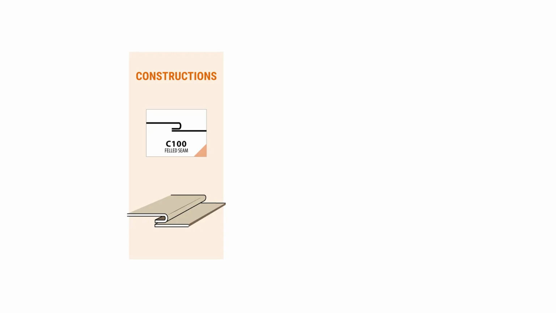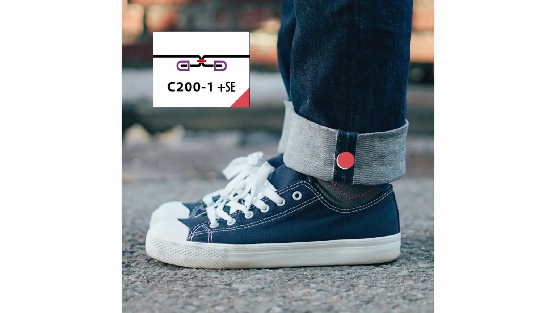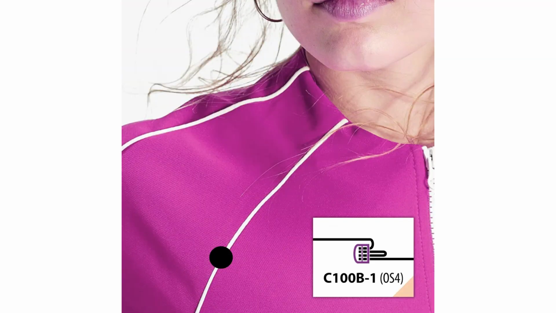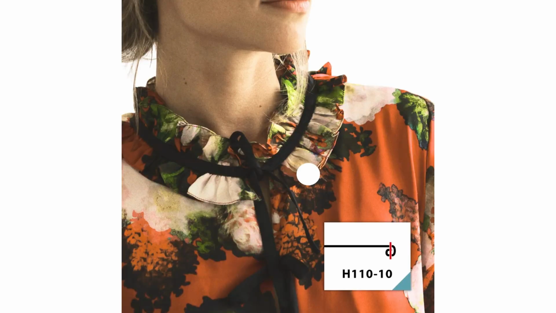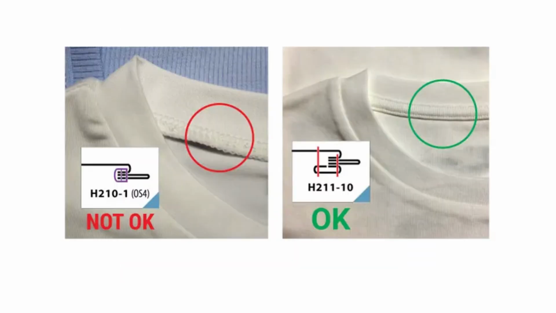Is it a construction seam? These are the ones joining main panels, giving the garment its shape. Think side seams, shoulder seams. The structural ones. Exactly. Or is it a finish seam? Its job is to neaten or close an edge, like hems, necklines, maybe a zipper placket.